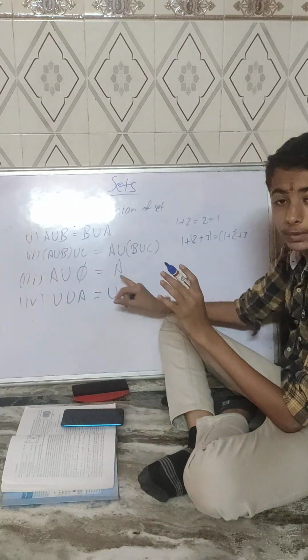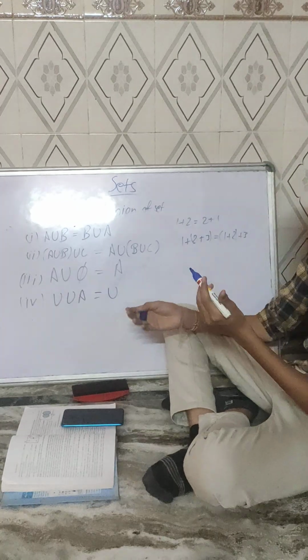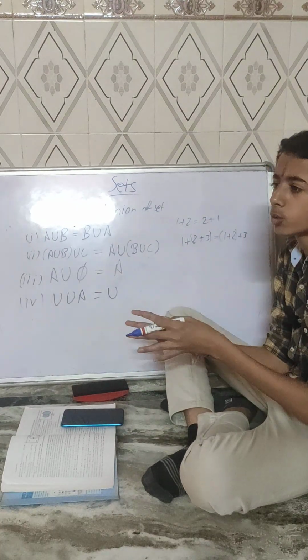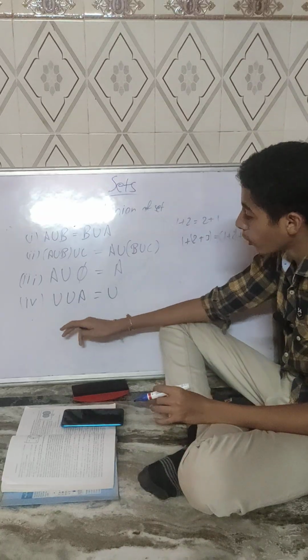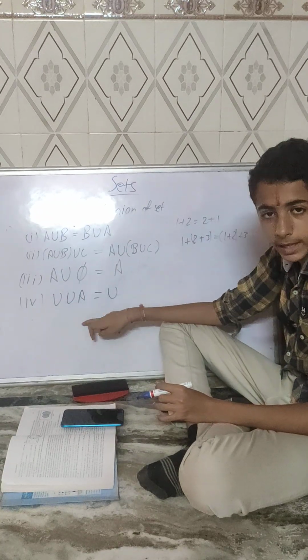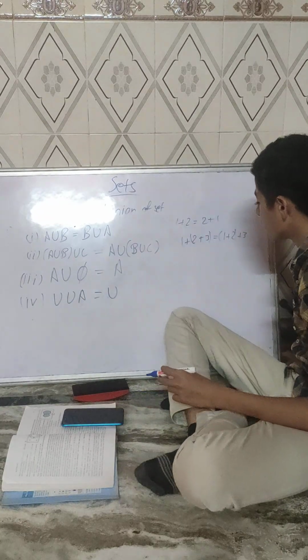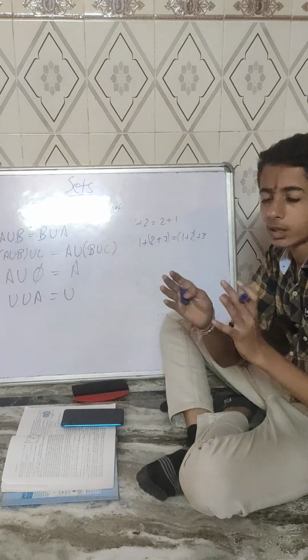A union phi is A because phi is empty. Nothing is there to add on in the A. And the fourth and last property is U union A is always U. Why? As we all know, U is the greater set.